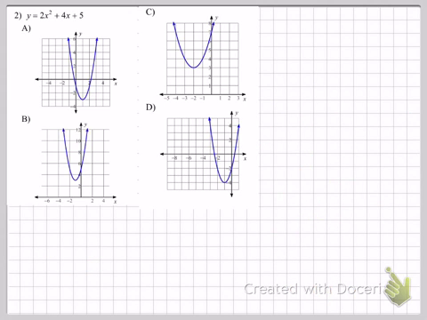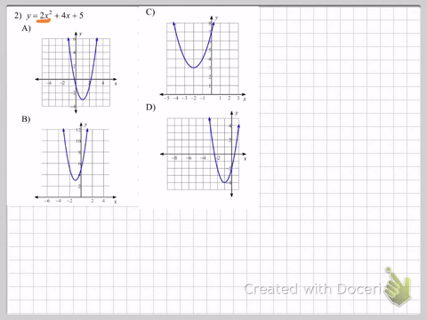Alright, so let's try this again with number 2. First, we want to look at which direction our graph opens. We see it starts with a positive 2, so our graph opens up, and in all 4 of these choices, the graph opens up. So we'll move on to step 2.